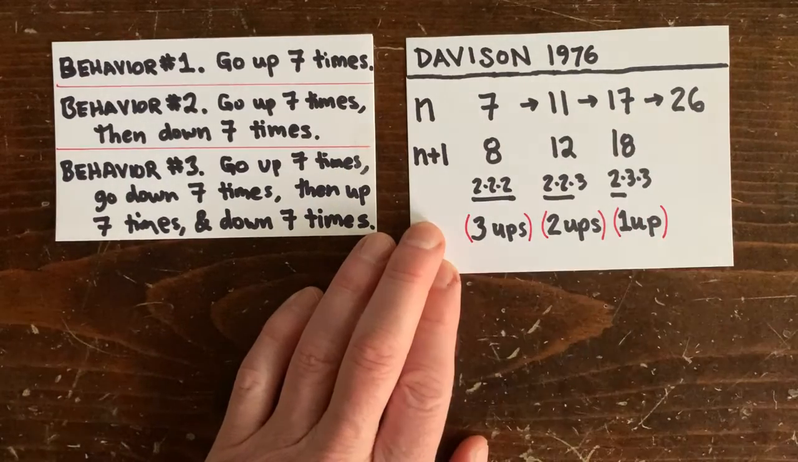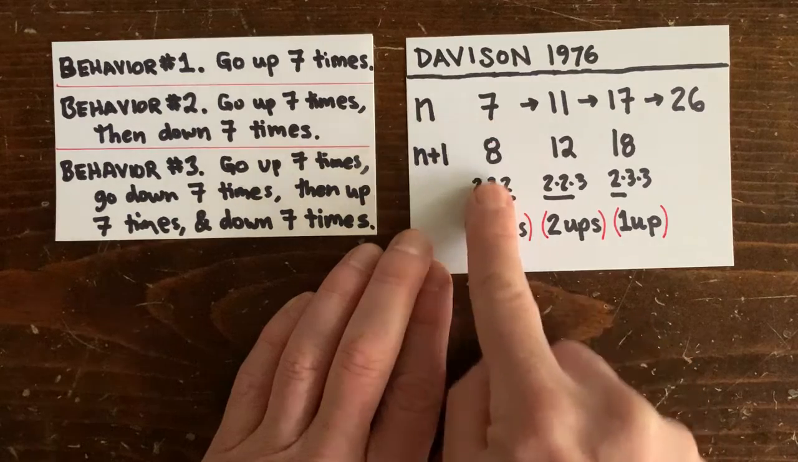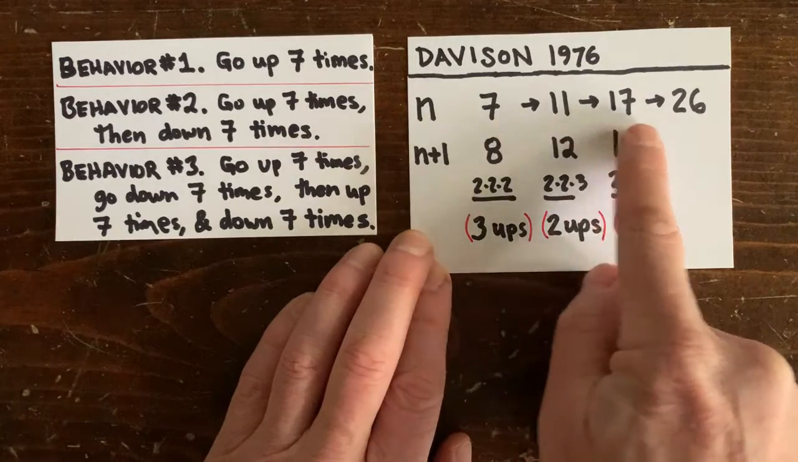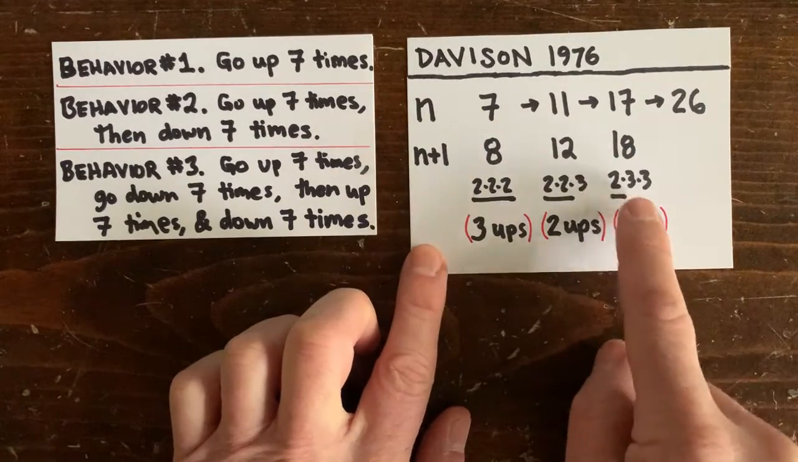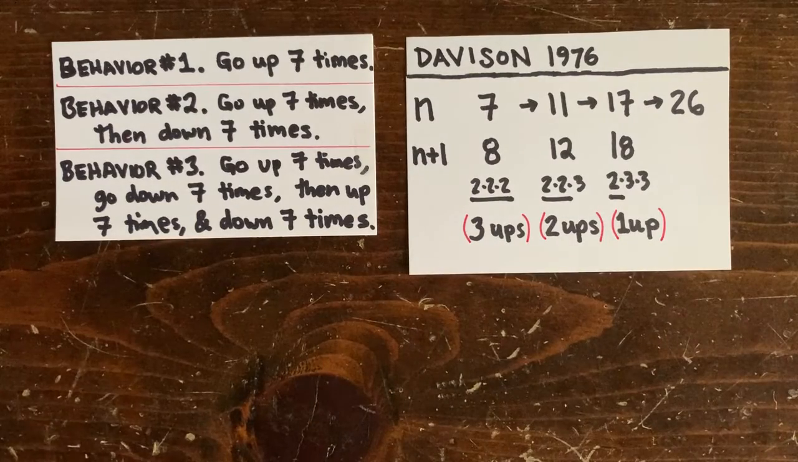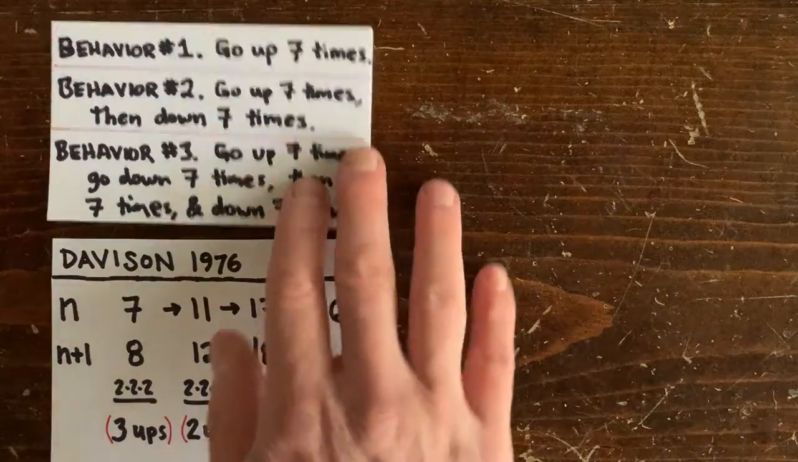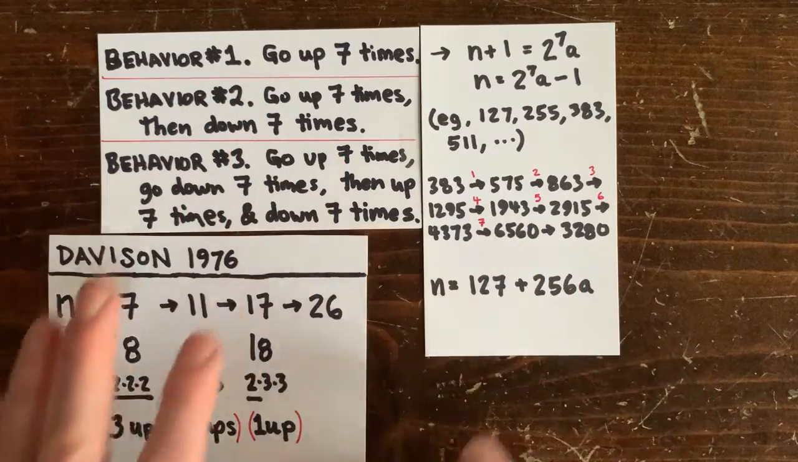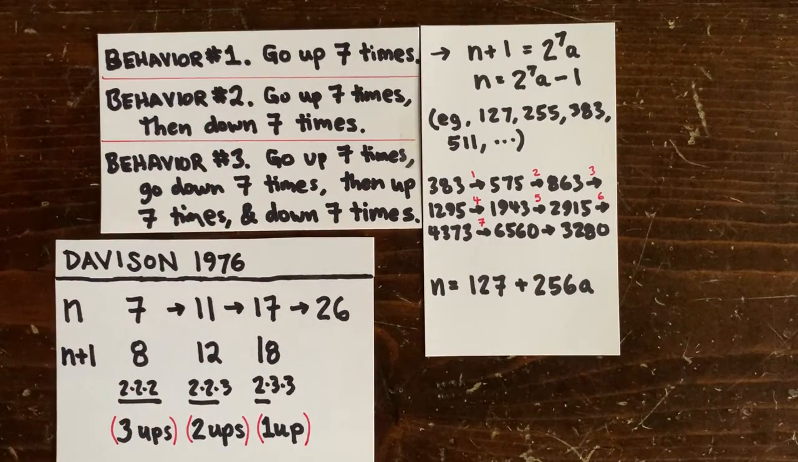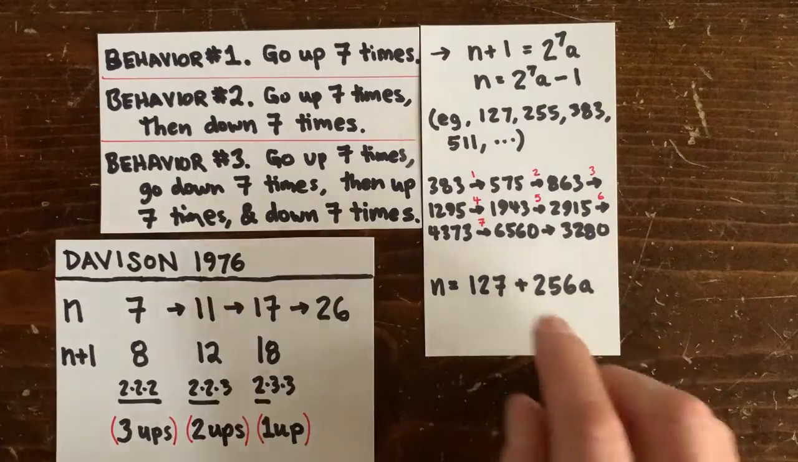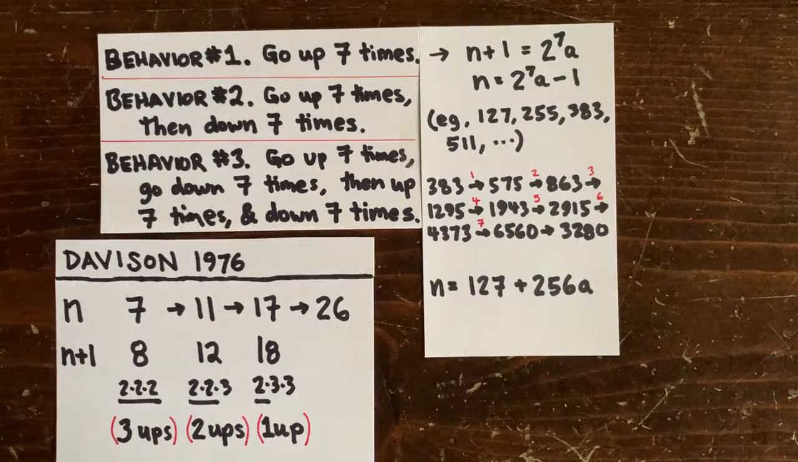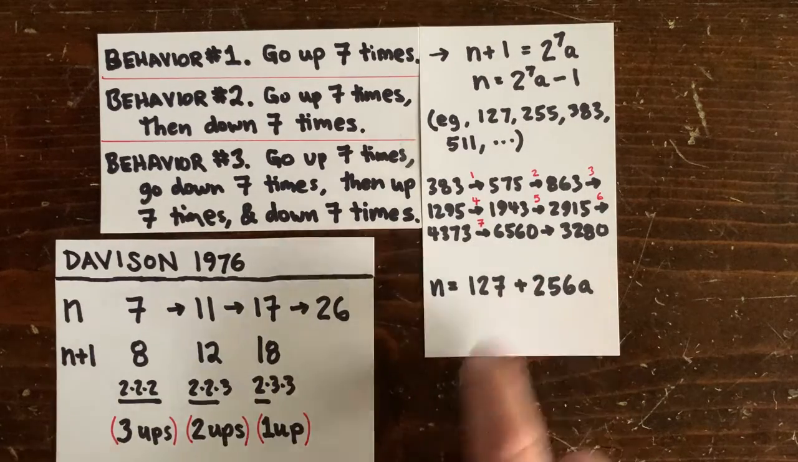And it does. Or suppose n equals 7. Then n plus 1 is 8, which can be divided by 2 3 times. And sure enough, we've got 7 going up 3 times. In 17, we know 18 is divisible by 2 once, so it goes up once. That means a number n that goes up 7 times initially should be one where n plus 1 is a multiple of 2 to the 7th. So it should be of the form 2^7·a − 1, like 127, 255, 383, 511, and so on. So let's test 383. Yep, it goes up 7 times before going down.